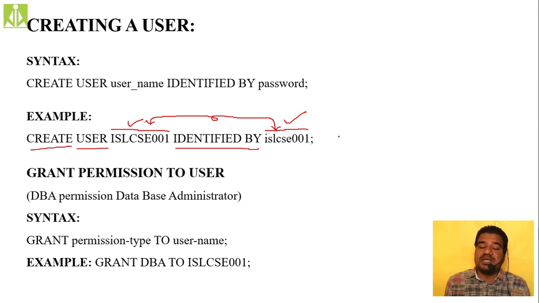Creating the user is not enough, isn't it? If you have created the user with those credentials, you cannot log in unless you grant him the privileges, unless you grant him the permissions. Then how can we grant the permissions? Again we have to make use of a command, GRANT. We use the grant command in order to give the permissions or privileges to a particular user.